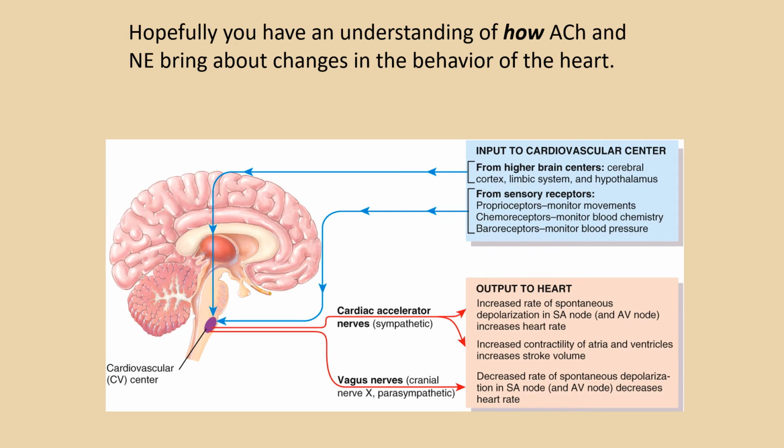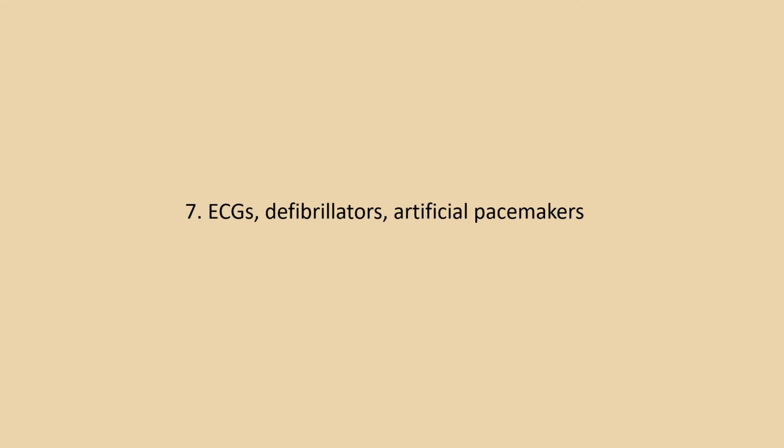Going back to this diagram just one more time, we've worked with this diagram quite a bit across two different organ systems, and I hope now you've been able to fill in some mechanistic details. You have a better understanding of how acetylcholine can slow heart rate and how norepinephrine can speed up heart rate as well as contractility. Our next topic is the ECG, the electrocardiogram.